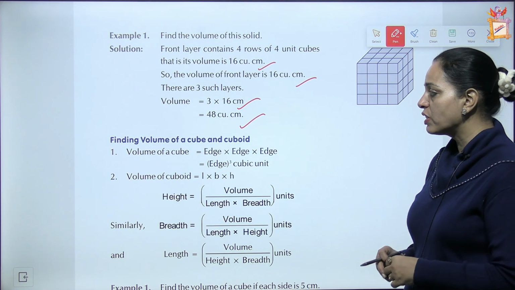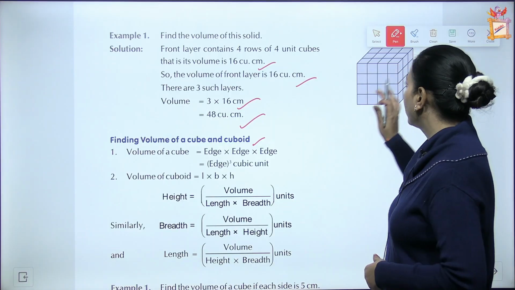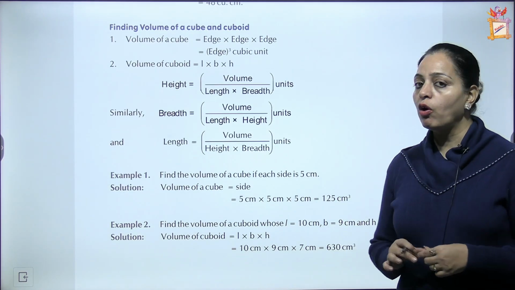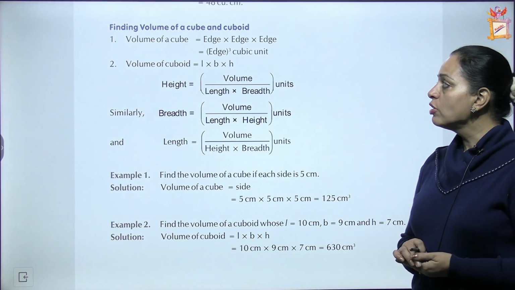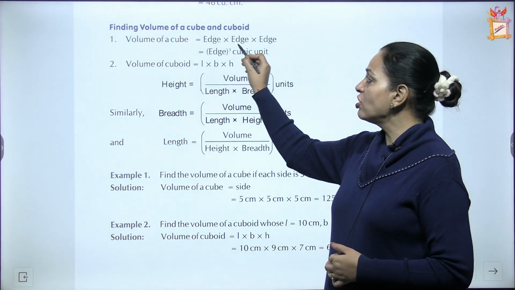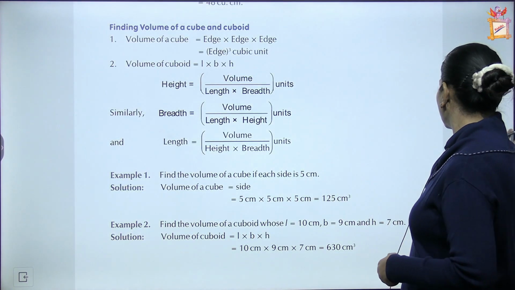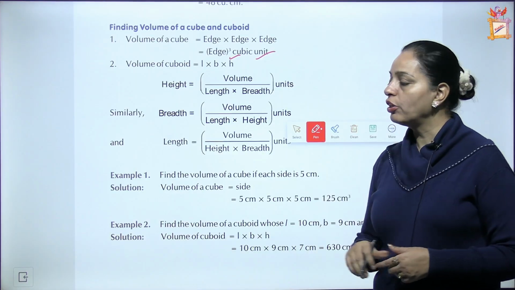It's very important. Now we are finding the volume of a cube and cuboid. We have some formulas. The first one, volume of a cube. You know in a cube all the sides are the same. So its formula is edge into edge into edge, means side into side into side. Side cube or edge cube, cubic unit.